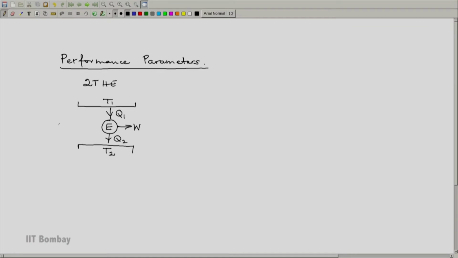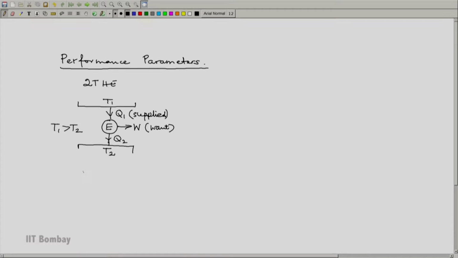The two temperatures T1 and T2 are such that T1 is greater than T2. Now here the work output W is what we want, whereas the Q1, the heat supply, is what needs to be supplied. In an actual engine, work represents the power output, and that is what we need, whereas Q1 represents the energy released by the fuel, and we have to pay for the fuel.